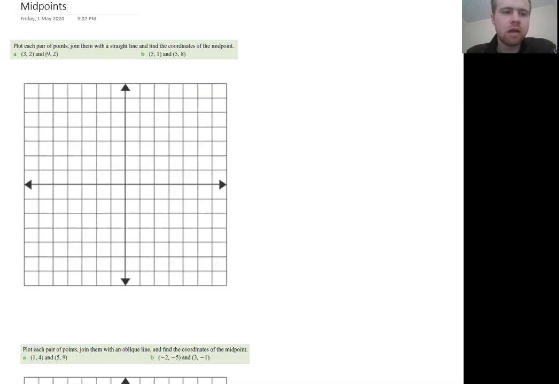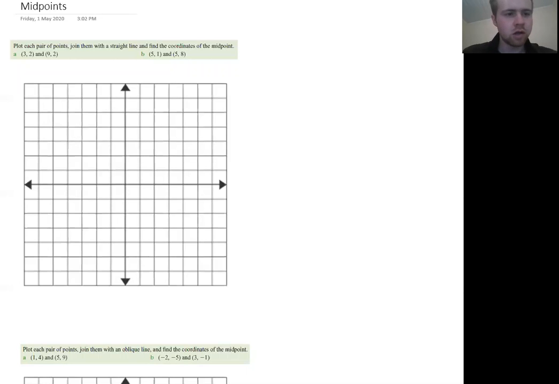Today, we're looking at midpoints. How do we find the point that's in the middle of two other points? We're first going to look at ones where the line is flat or vertical, and then we're going to look at ones where the line is diagonal, or what we call oblique. So firstly, ones that are horizontal or vertical.